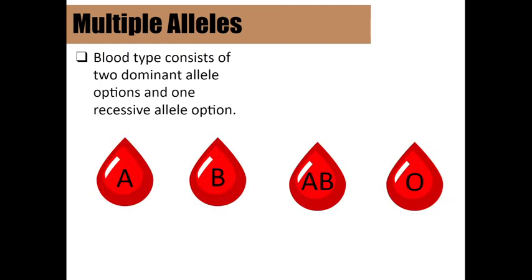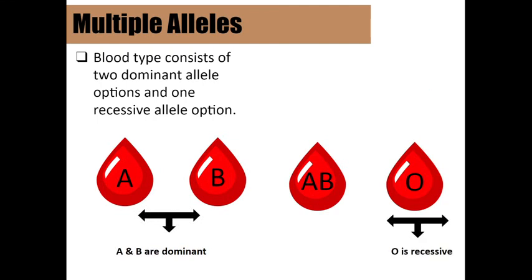Now, blood type consists of 2 dominant allele options and 1 recessive allele option. So A and B are dominant, and O is recessive. And A and B show codominance.